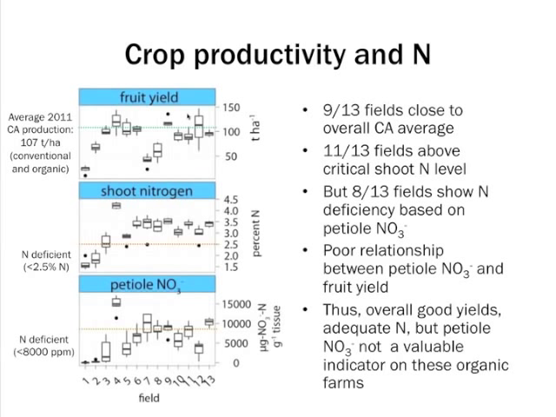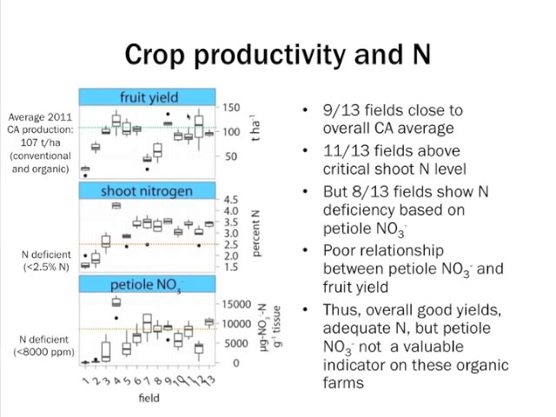And finally, I'm showing petiole nitrate in the bottom graph, with the orange line showing anything that would be considered nitrogen deficient based on this measurement, anything less than 8,000 ppm for tomatoes. And so interestingly, 8 of the 13 fields actually show nitrogen deficiency based on this petiole nitrate relationship.